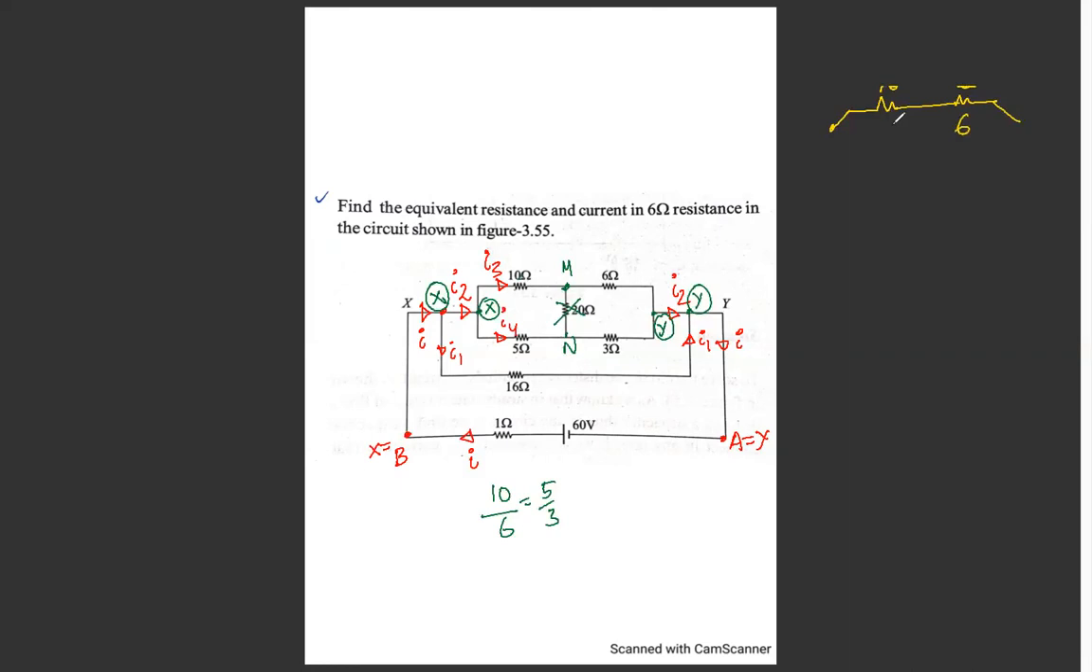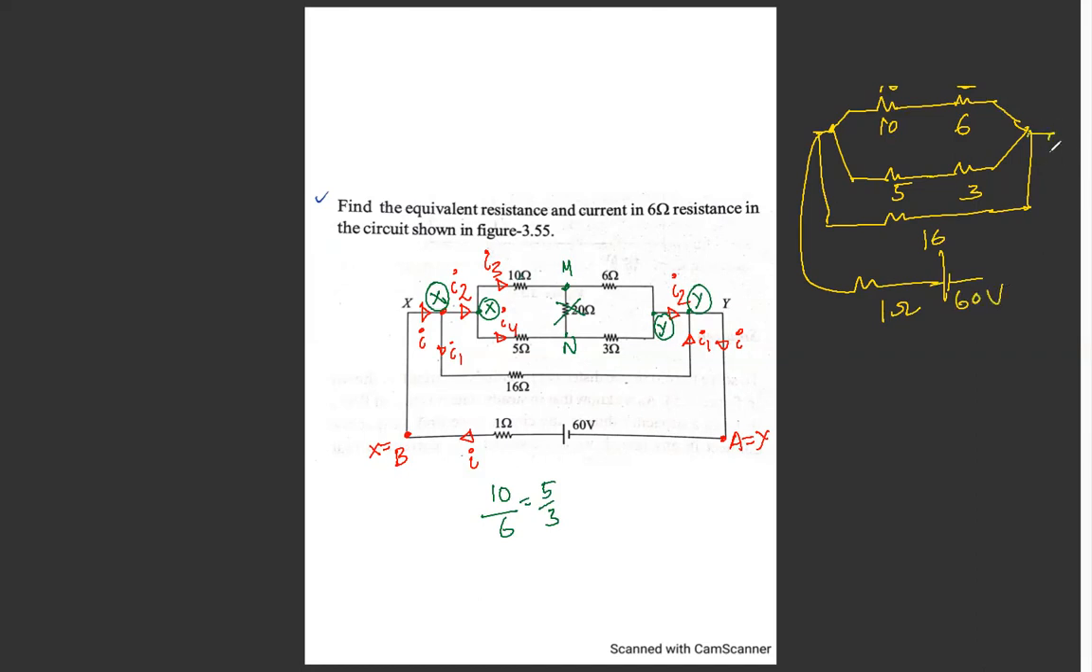10 and 6 are in series, and below it is 5 and 3, and here we are having 16. See how easy it is going to become now, and this whole thing is connected to 1 ohm. 1 ohm is a very small resistance that is connected to this battery. So the 1 ohm is going to be in series with the whole thing that we are going to get over here.